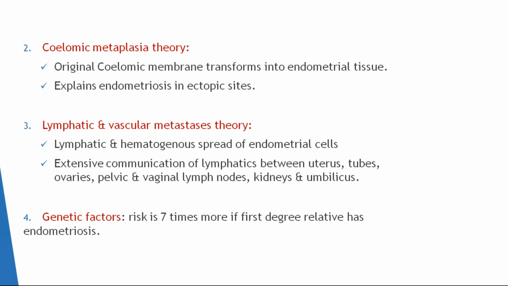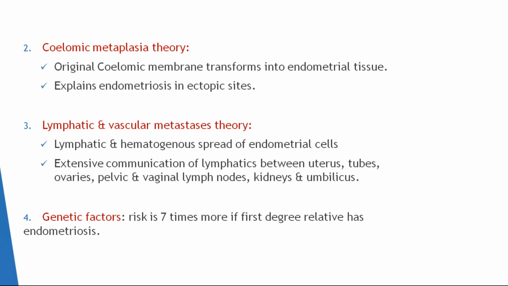One more theory, coelomic metaplasia. The simple original coelomic membrane now transforms into endometrial tissue. This is metaplasia, and this theory explains endometriosis in ectopic sites. And one more theory is metastasis through the lymphatic and vascular route. There is plenty of blood supply and lymphatics, with extensive communication between all the genital organs: uterus, fallopian tubes, ovaries, pelvic lymph nodes. So this theory explains metastasis through this circulation.